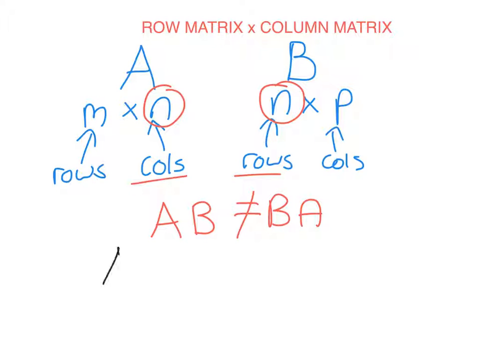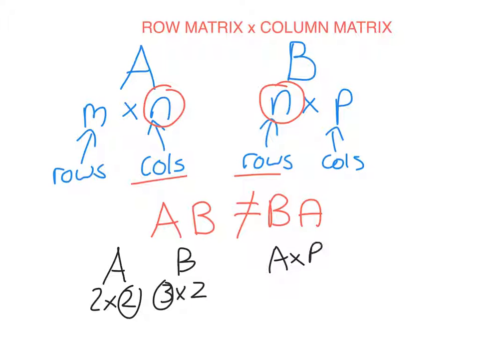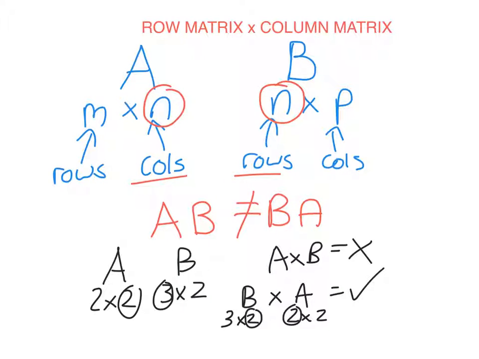As an example, if A is a 2 by 2 matrix and B is a 3 by 2 matrix, I can't multiply A and B. So A times B doesn't exist. But I can multiply B by A, because if I try and multiply B by A, 3 by 2 by a 2 by 2, these two numbers are equal and you can do it. So not only does the order of multiplication give you a different answer sometimes, but sometimes if you try to multiply in a certain order, you won't actually be able to do it.